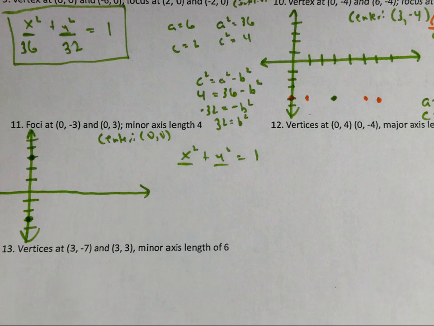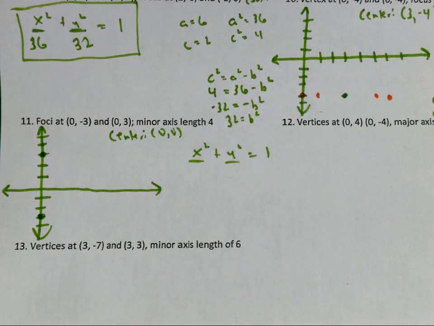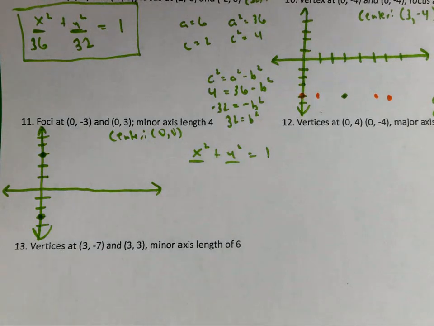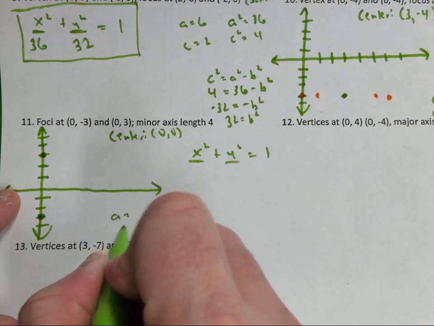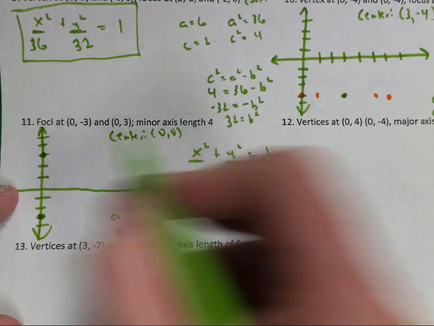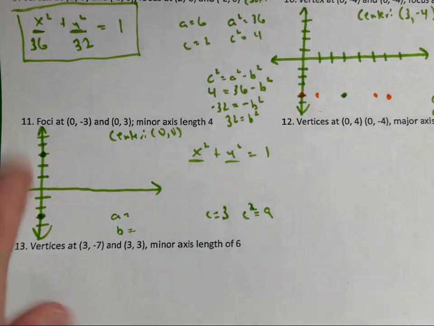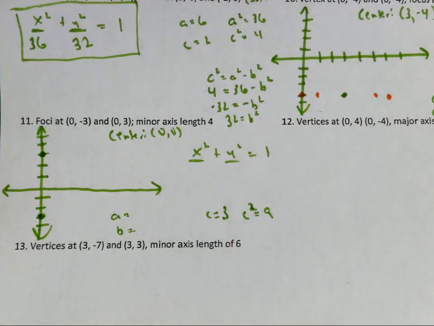Now, right now, we can't do anything else with the foci. Well, we know the foci, C value, we need an A value, we need a B value, we need a C value. We know the C value from the center is how much? 3, so C squared is equal to what? 9. We got that.